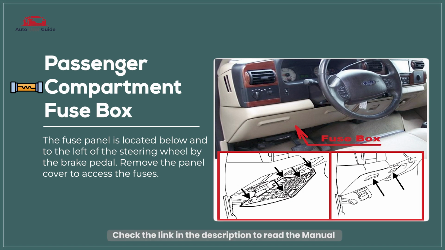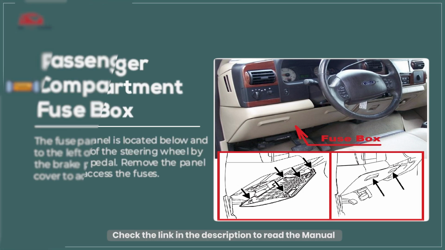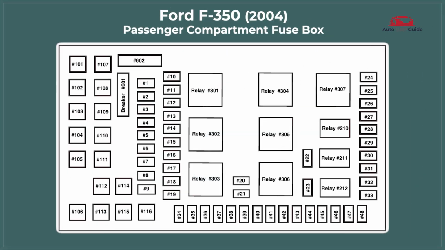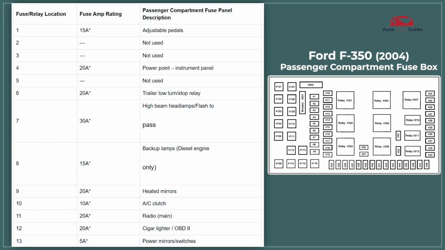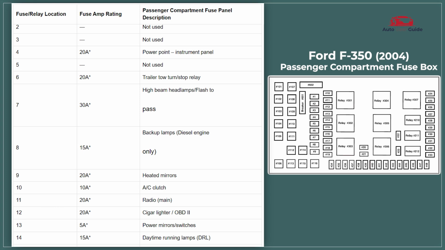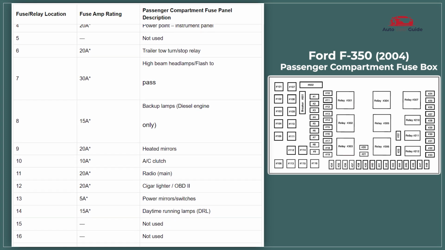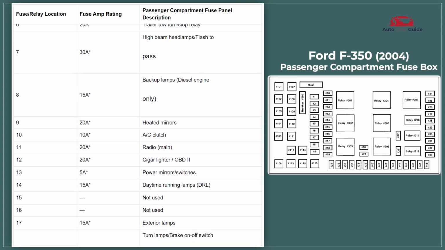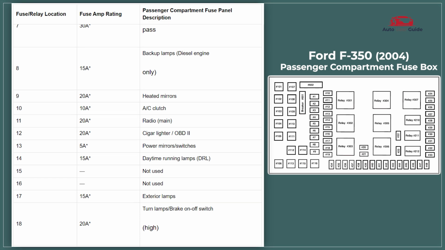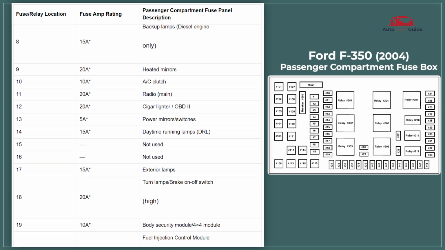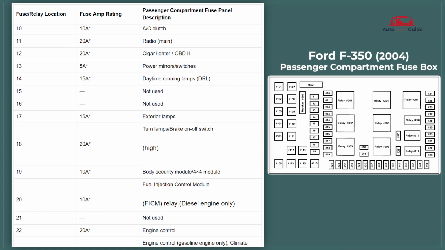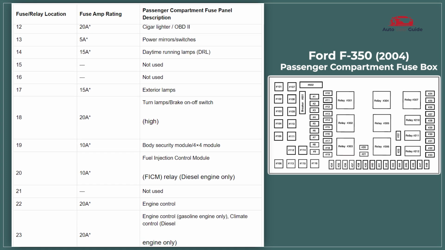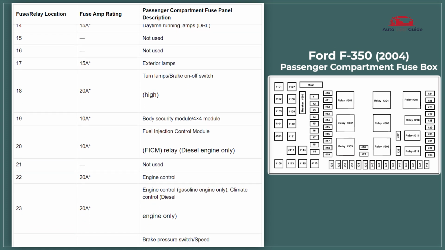Passenger compartment fuse box. The passenger compartment fuse box in the 2004 Ford F-350 houses fuses and relays that protect circuits for key interior components, such as the instrument panel, power windows, radio, and interior lights. It ensures electrical safety by preventing overloads and short circuits. Each fuse is labeled for easy identification and replacement.